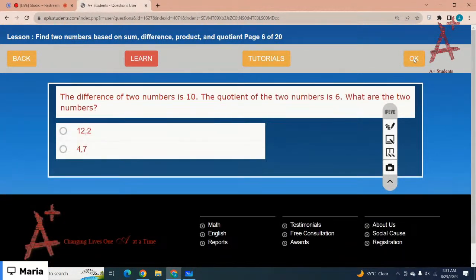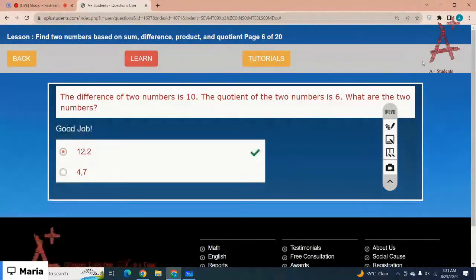Okay, the difference of two numbers is 10. The quotient of two numbers is 6. What are the two numbers? So, which two numbers, when divided, make 6, and when subtracted, make 10? The numbers are 12 and 2, right? When you calculate the difference, it would be 10, and when you divide them, it makes 6.